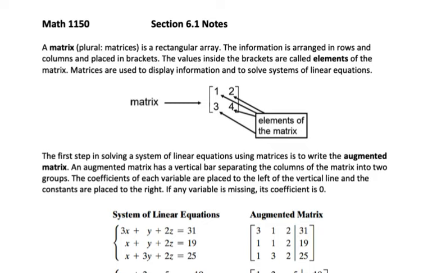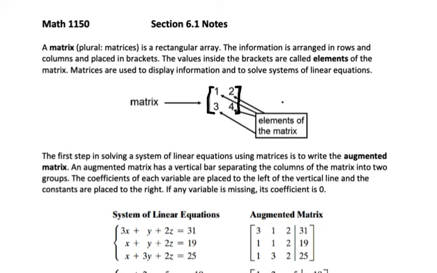In this video for section 6.1, we're going to introduce the idea of a matrix. The plural of that is matrices, and basically it's a rectangular array, which means that numbers are arranged in rows and columns. Something special that applies to matrices is that we have brackets around the left and right side. So you see these brackets right here surrounding this example matrix. Those are always going to be on the sides.